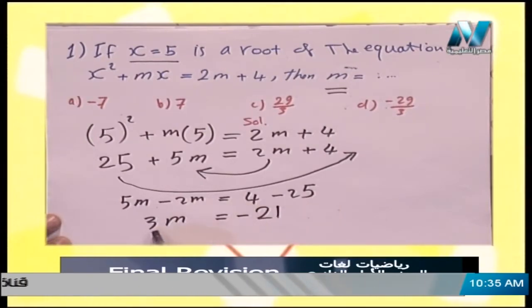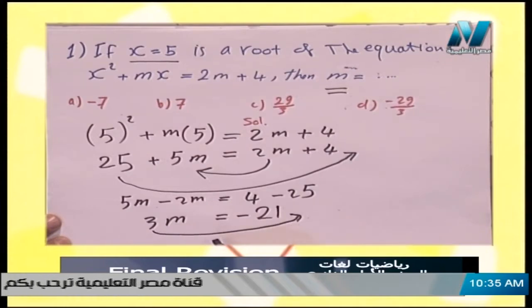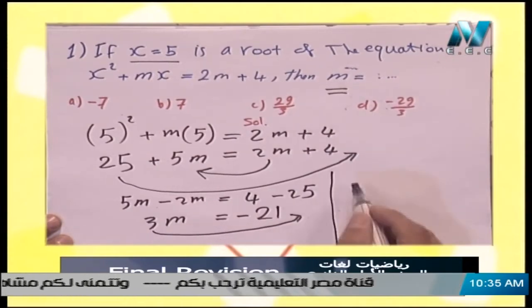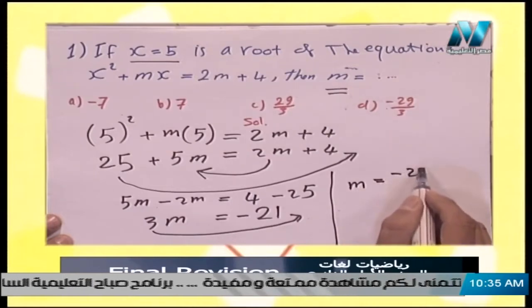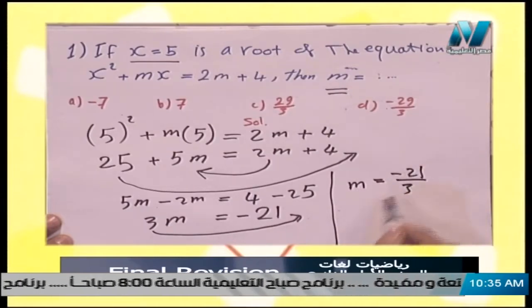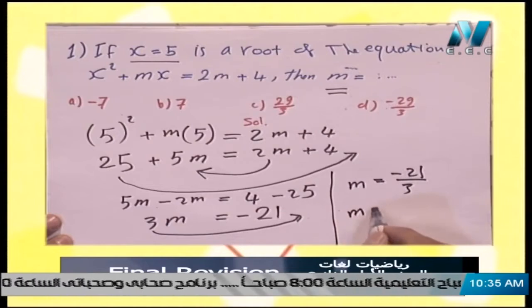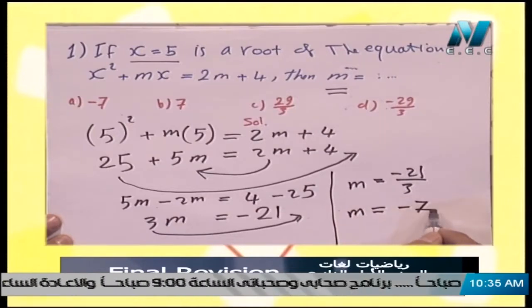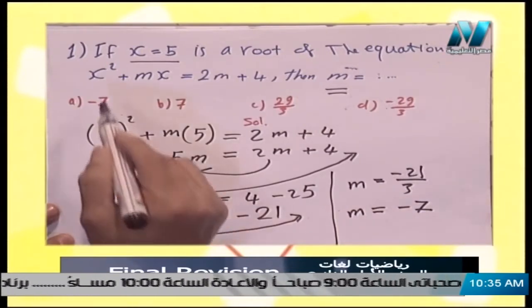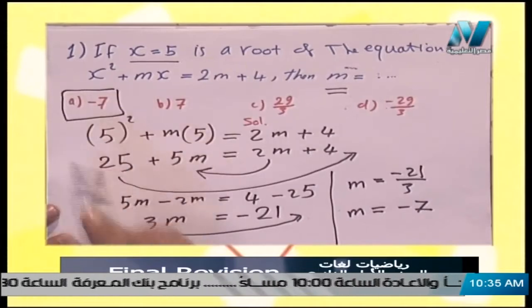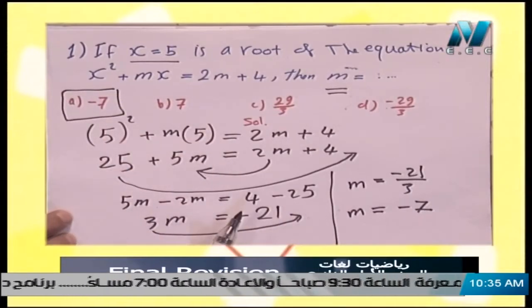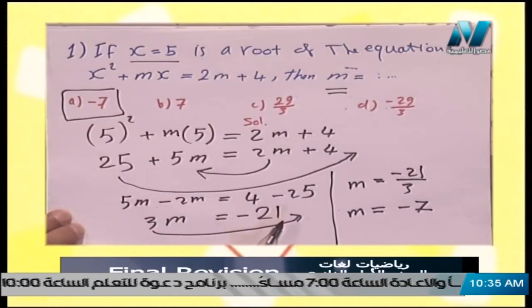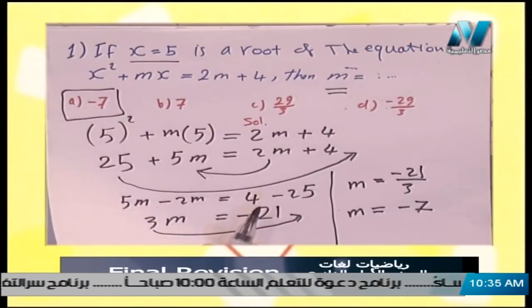Okay, we will divide by 3 here. Then m equals negative 21 over 3. Then m equals negative 7. So we will choose negative 7 as the result of this question. It's an easy question and it will be easy for you to solve it. Okay, let's go to another question.